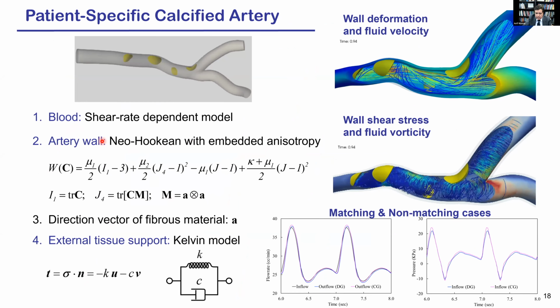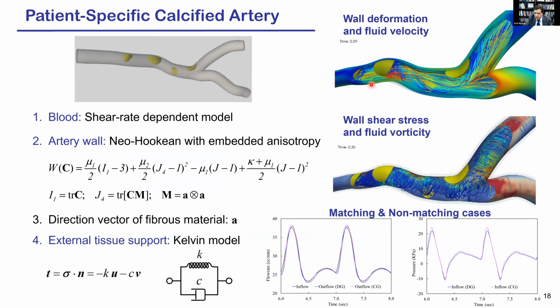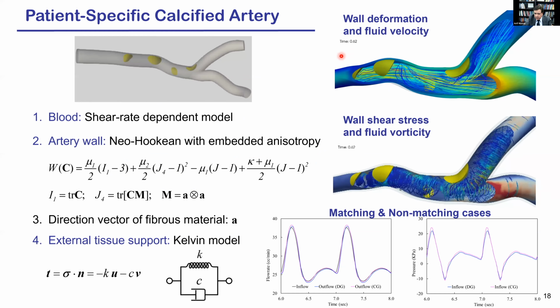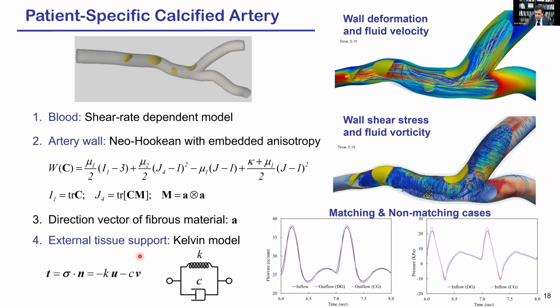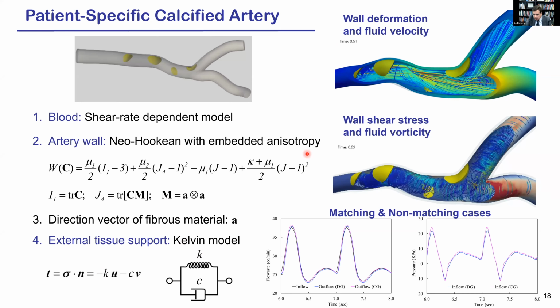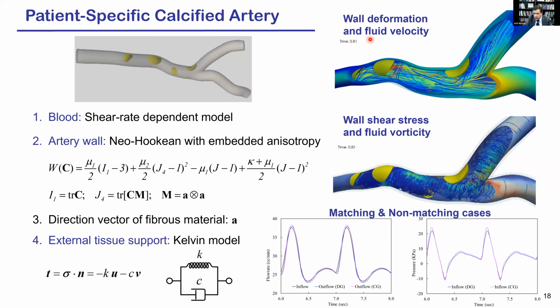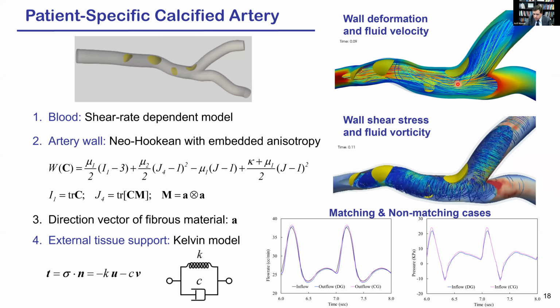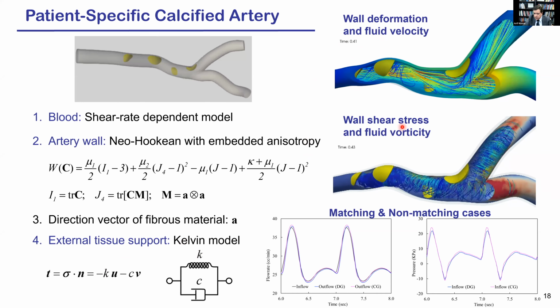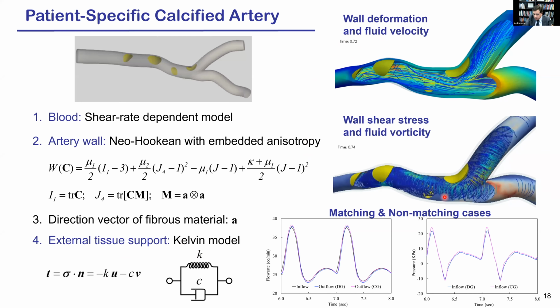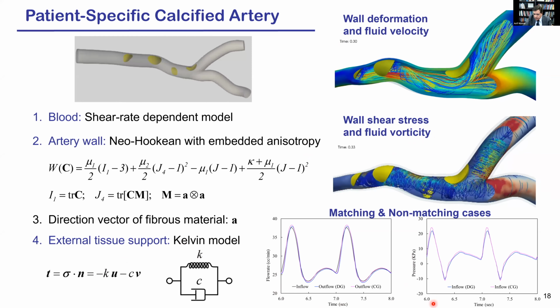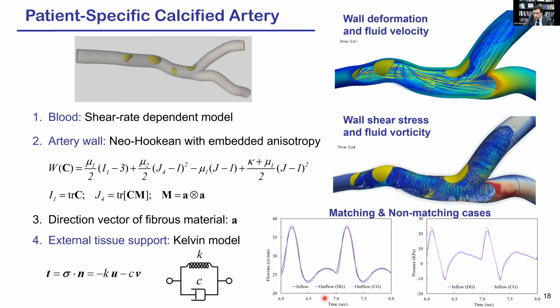The blood is modeled with a shear rate dependent model, and this artery wall system is embedded in a tissue material. So external tissue support is modeled with a Kelvin type model. Here we are looking at wall deformation, fluid velocity inside this constriction, wall shear stress and fluid vorticity. And again, flow rate versus time and pressure versus time between matching and non-matching discretizations are virtually similar.